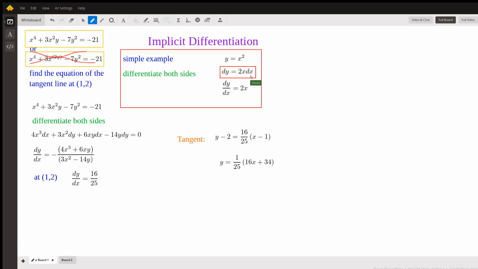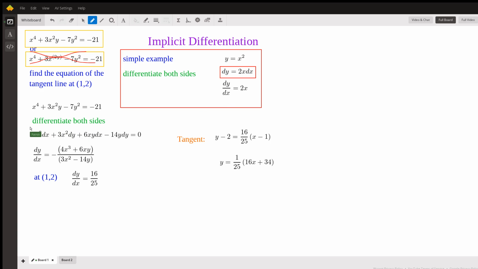This is actually what we're doing, but we usually skip this step. We jump right to the last step because this one's fairly easy. To get to the last step, we just divide by dx. And so we have this familiar thing, dy dx equals 2x. That's the derivative of y in terms of x. So that's what we're going to do here. Implicit differentiation, we're going to differentiate both sides.